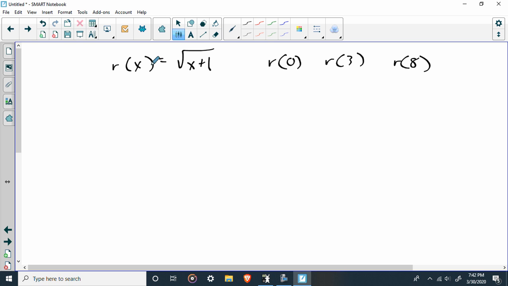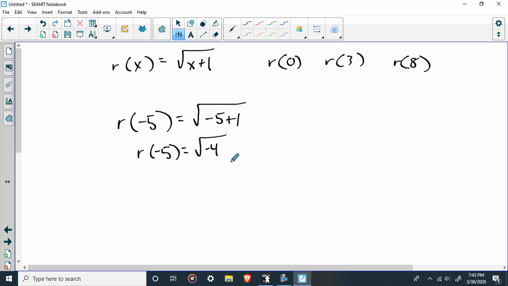What if I said r of negative 5? Well, that would be the square root of, we would plug in negative 5, right? I've already seen an x replaced with a negative 5. And negative 5 plus 1. So r of negative 5 is equal to the square root of negative 4. There is no square root of negative 4. Okay, well, there is. You just don't know about it yet.